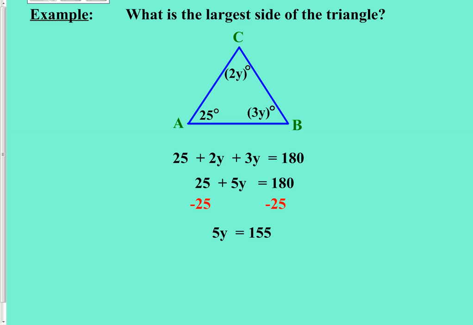The final step is to get a 1 for your coefficient of your variable. Right now we have 5 y's. We do not want 5 of them, we just want 1. So in order to move the 5 but leave the y, we're going to divide both sides by 5. And that will give us a value of y equals 31.